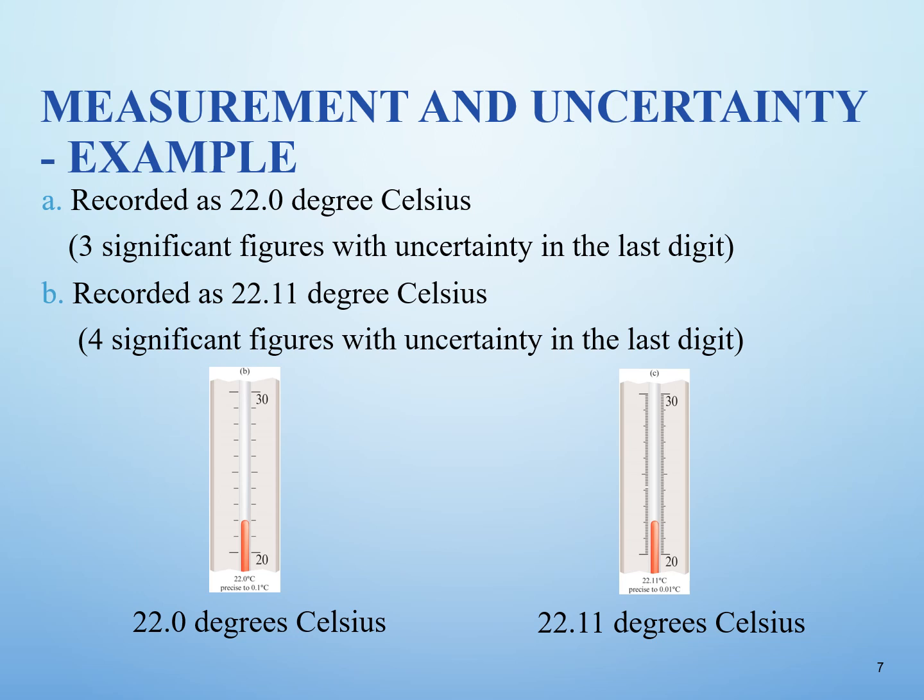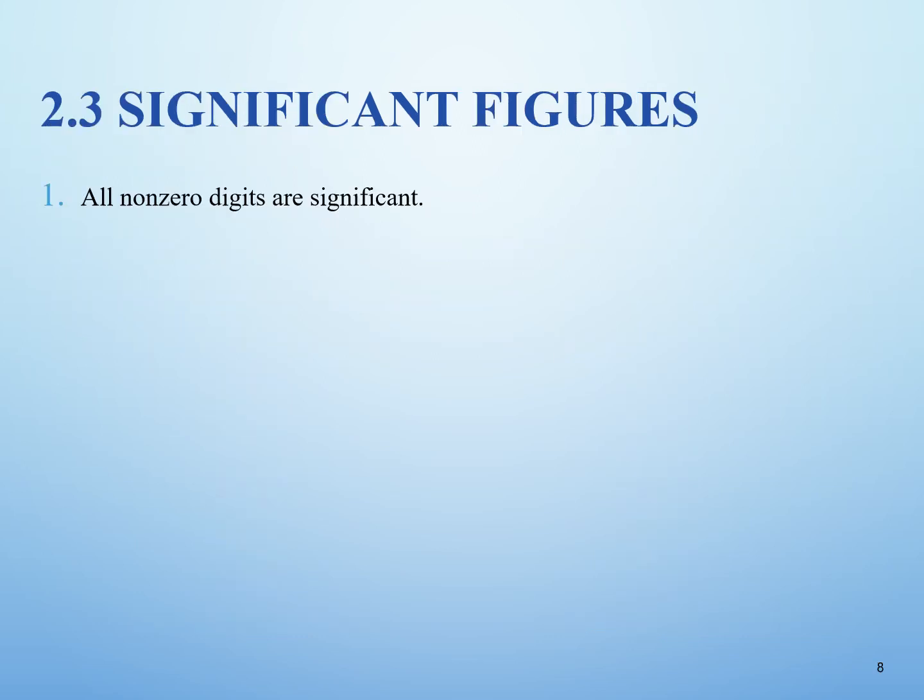Sometimes we have graduated cylinders. They also measure differently depending on their markings. So let's talk about sig figs. I call sig figs a short form for significant figures. So if I say sig figs, it really means significant figures. All non-zeros are significant. So anything that's not a zero will have to count.